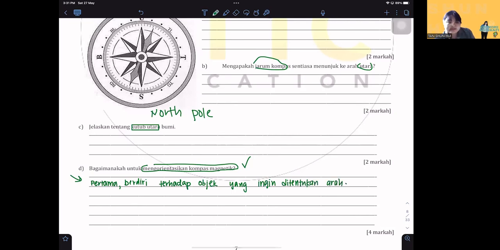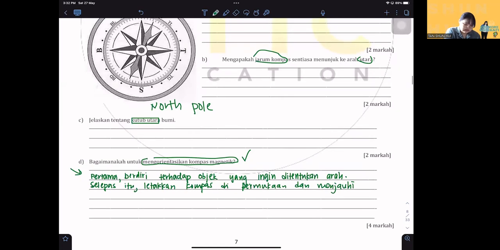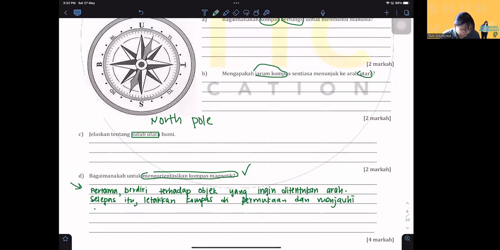So this is your first point. You tell me stand in front. After that, put your compass. Selepas itu, letakkan kompas. Okay, di permukaan rata. And menjauhi. Now, menjauhi apa? Object bersih. Far away from all the iron. This is your second step already. Third step, what you do?